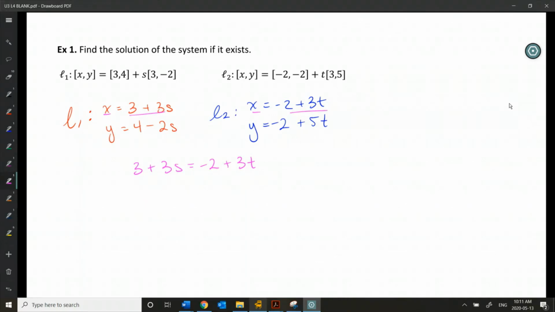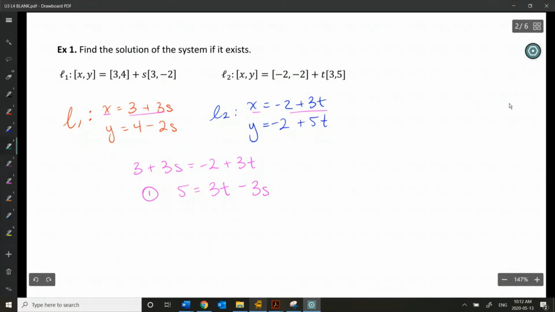And we're going to simplify this equation a little bit by moving everything to one side, or you can move the constants to one side and the variables to the other. So I might just do that. We'll have 5 equals 3t minus 3s. So this is going to be my first equation.